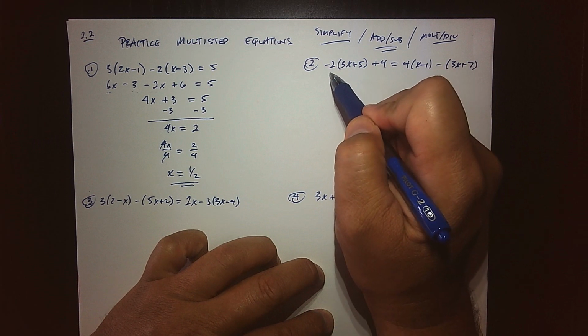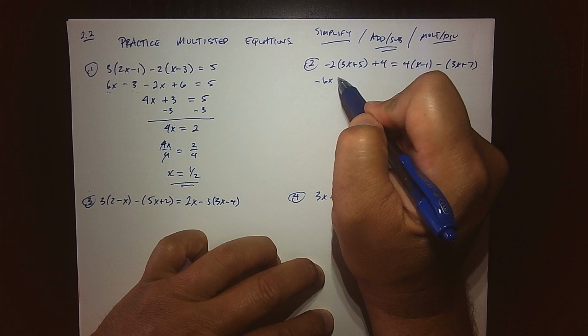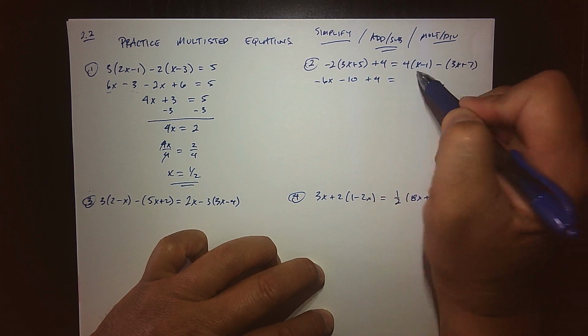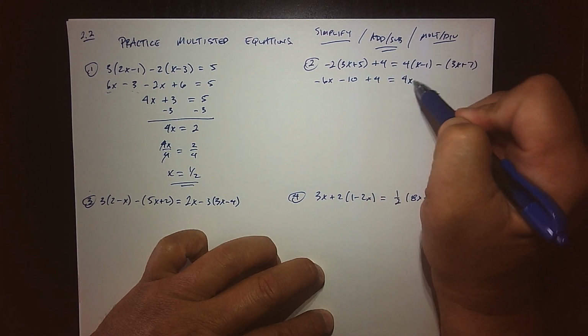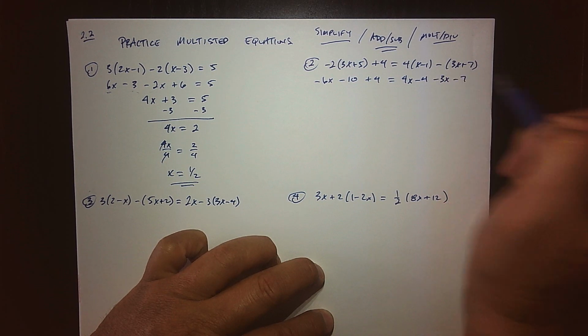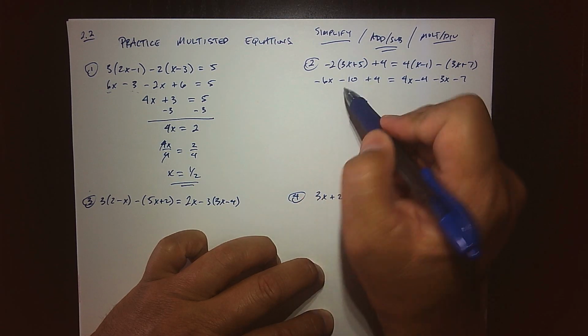So we've got a lot of work before we can play any golden rules. Distributing over here, we're distributing a negative 2. So that's going to double everything up and change the signs. So we get a negative 6x minus 10, and then plus 4. On this side, we're going to distribute the 4, and then we're going to distribute the minus, which changes signs behind it.